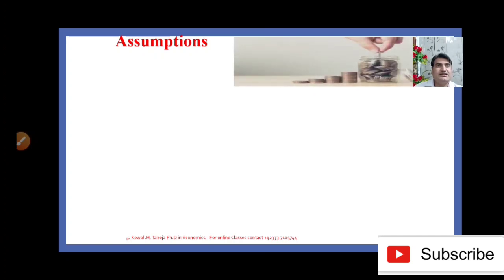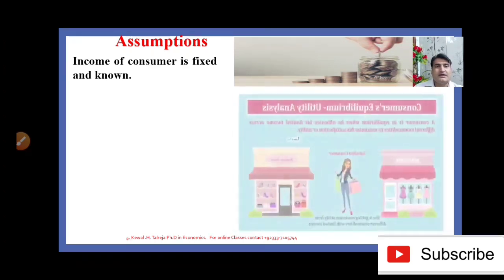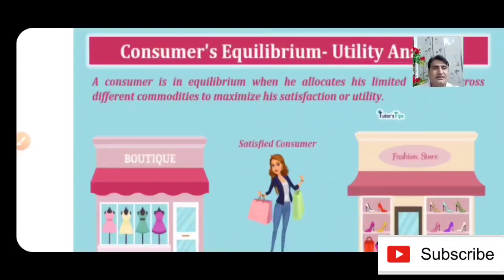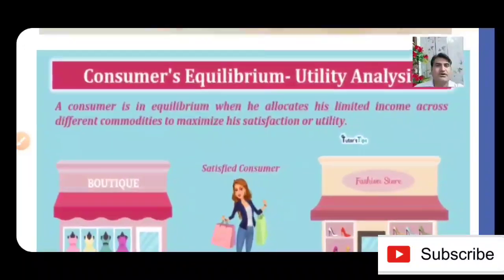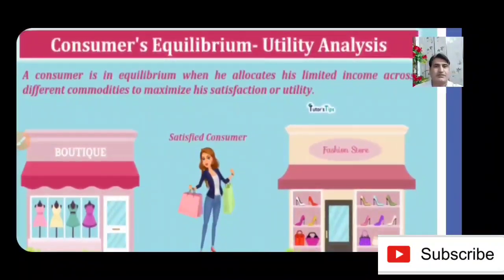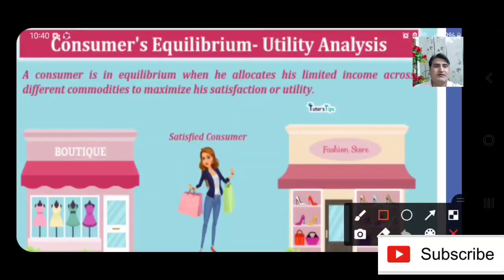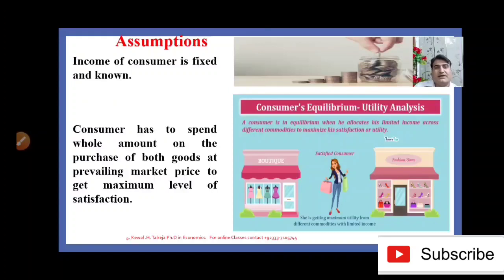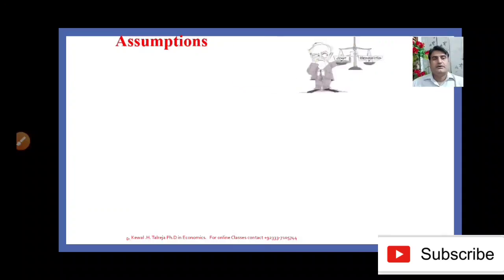Here you can see the limited income of a consumer. It is assumed that the income of the consumer is fixed and is known. The consumer allocates his limited income across different commodities to maximize his satisfaction. So this is the satisfied consumer with his limited income. It is assumed that the consumer has to spend the whole amount on the purchase of both goods at the prevailing market price to get the maximum level of satisfaction.